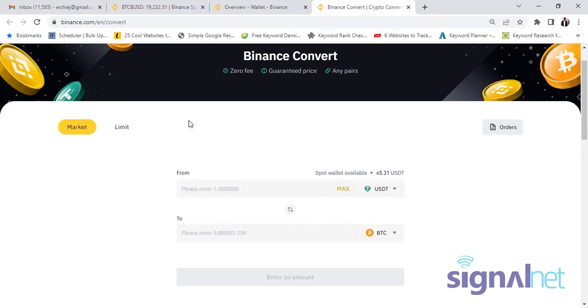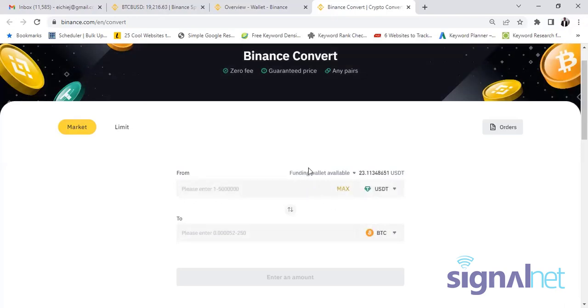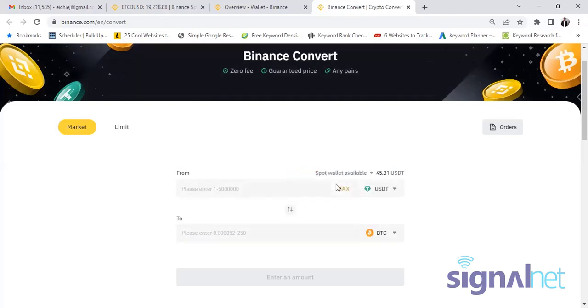All you just need to do, this is the simple way. I'm talking about the simplest way of investing. Let's say you had this kind of amount in your spot wallet, or maybe even in your funding. For example, this one now is showing me spot wallet balance. I could actually change it to my funding balance. So in my funding balance, you can see I have a different quantity of USDT. So that's just for that. There are two different wallets.